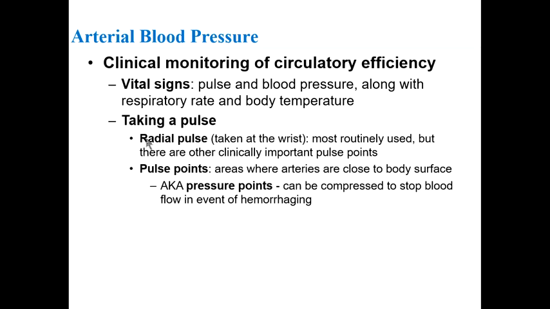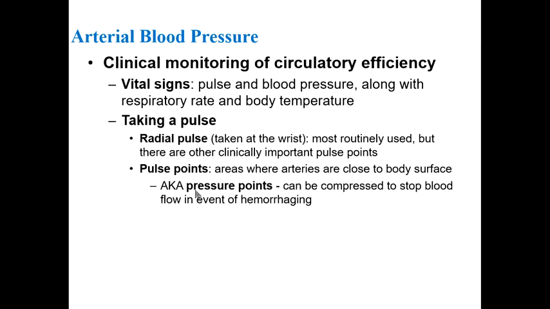Typically a pulse is taken at the radial pulse. That's where the radial artery is squeezed against the radial bone to take that radial pulse. That's most routinely used. But there are other pulse points in the body, which we'll see. And pulse points are where an artery is going to be close to the body surface. That doesn't happen too often. Most of our arteries are deep, but there are certain areas where the artery is close to the body surface where we can press against it, sometimes against bone, sometimes against just underlying tissue, in order to feel that pulse point, to take the pulse rate.